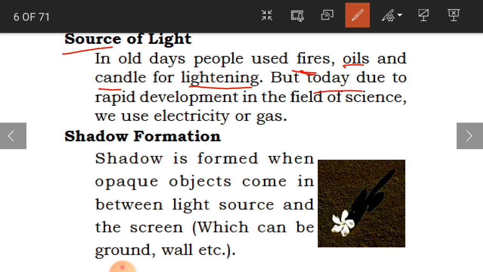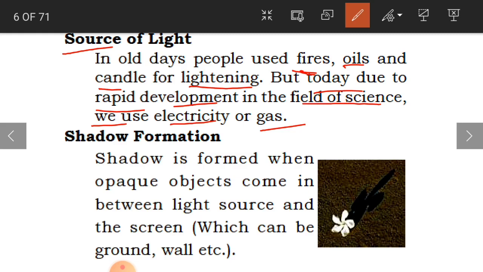But today, due to rapid development in the field of science, we use electricity or gas. Every day, children, technology is increasing and science is developing so much, so we have many developments where we use electricity or gas for getting light.